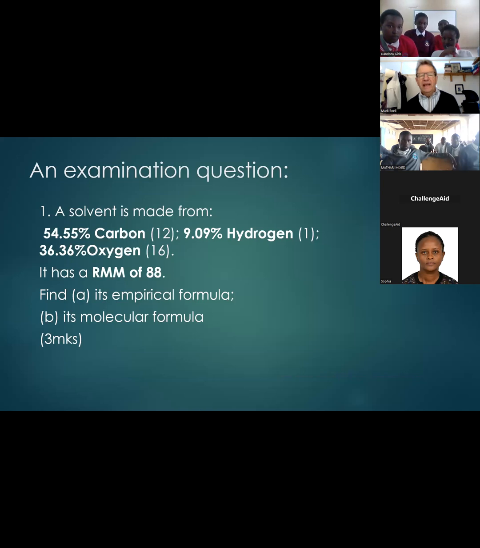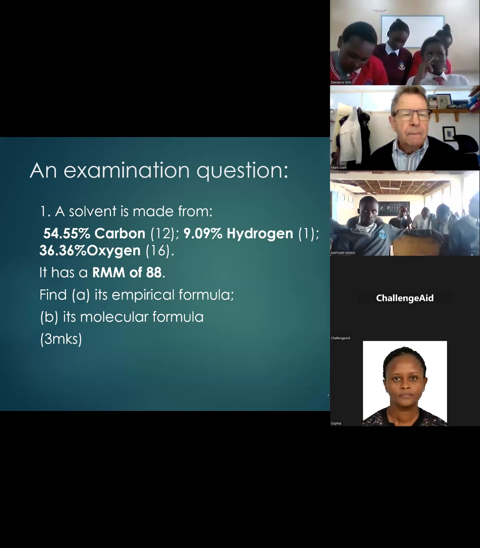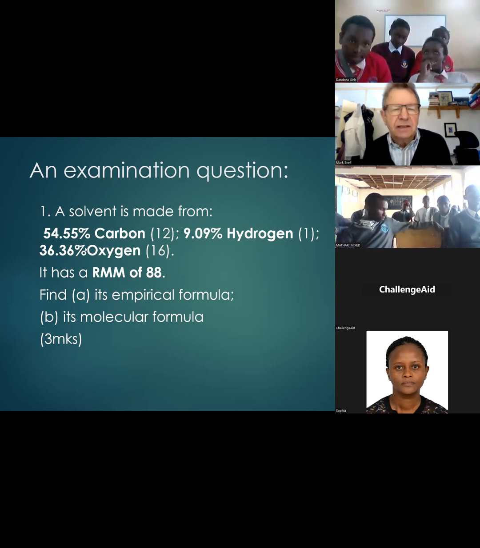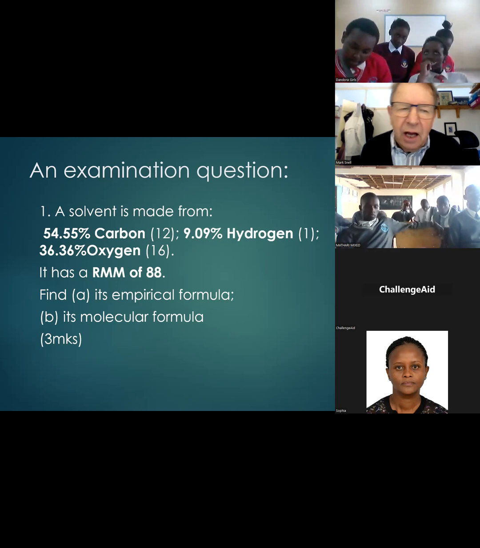Okay, here's a proper examination question. I hope you can see, Dandora, can you see one that says a solvent is made from? Cool, excellent. Okay, everybody, this is a proper examination question worth 3 marks. A solvent is made from 54.55% carbon, 9.05 hydrogen, 36.36 oxygen, and it has an RMM of 88.